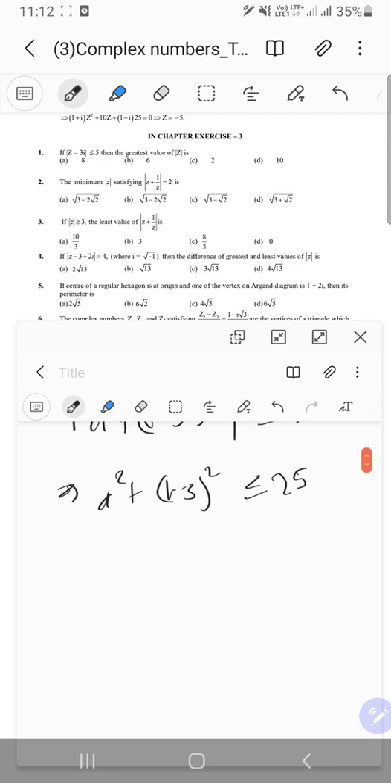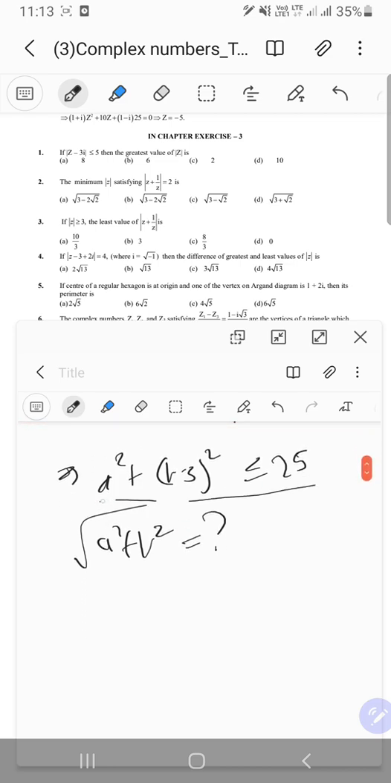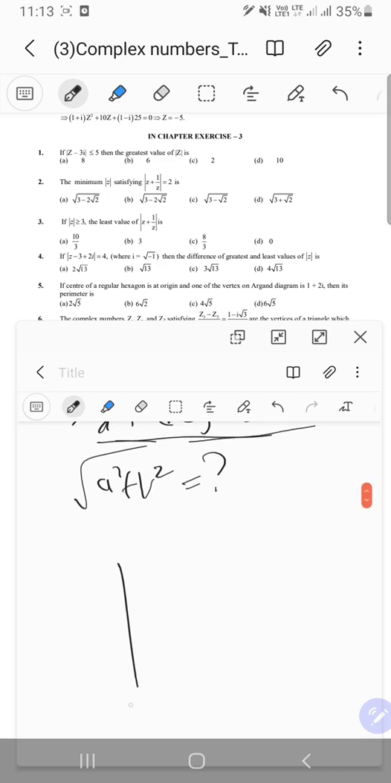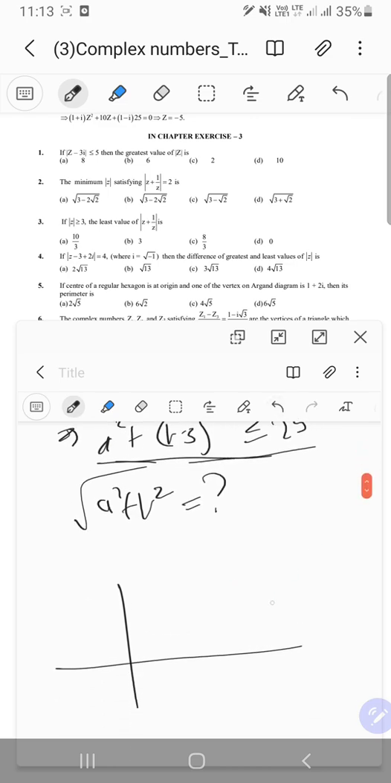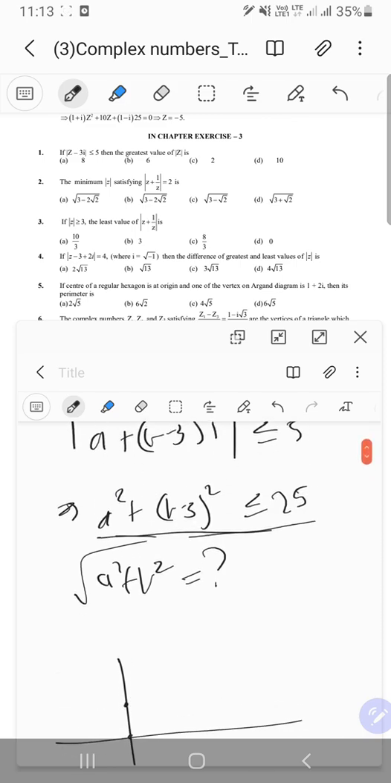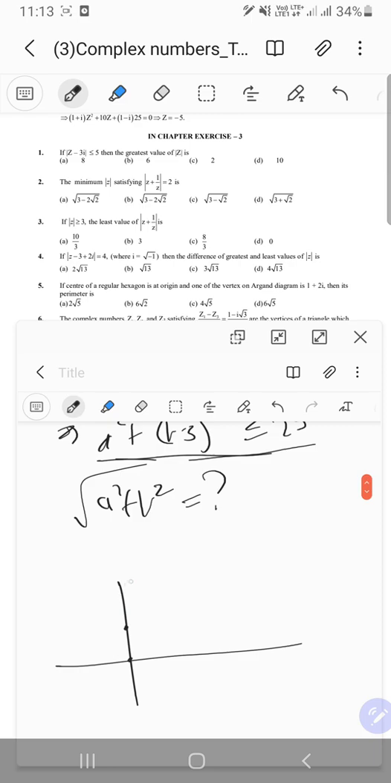All right, so the greatest value of mod of z, so the greatest value of square root of a squared plus b squared, what's that value going to be? As you can see, this thing is more like the region bound by a circle. If I try to graph this on the xy plane, or maybe I should say the AB plane, this is the a axis, this is the b axis, so it's centered at 0 comma 3, somewhere over there. Its radius is 5, so it's a circle like this, right?